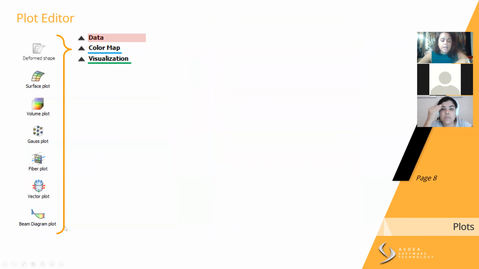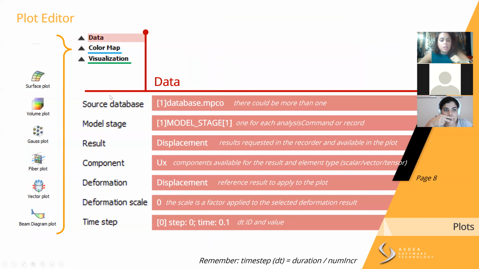For all of these kinds of plots that we have in STKO, you have these three types of editing that you can do. When you edit data, you have all of these options to choose from. You can choose the source database, the stage of the model at which you want the results to be visualized, the kind of result, and the component of that result, which can be a scalar, so 1, or a vector, 3 or 6, or a tensor.